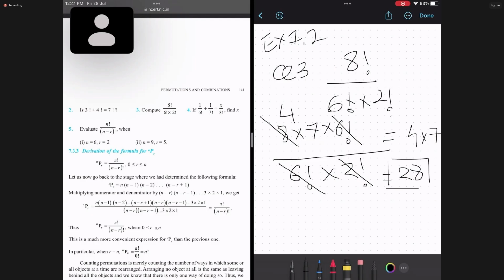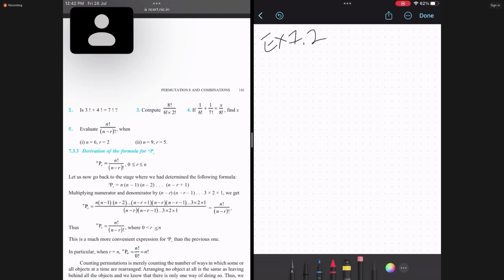As you guys can see, rather than doing all the calculations, we were just able to simply figure out what the answer will be when we cancel out 6 factorial from the numerator and denominator. And that is how you are going to efficiently approach such questions, right? Now, moving on to the fourth question. This is an interesting one.